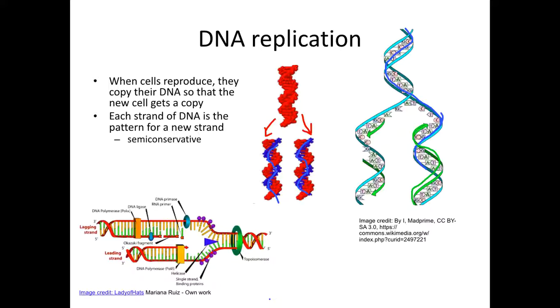And all of this happens in a very regulated fashion. All these enzymes, the topoisomerase, the helicase, the DNA polymerase that are pictured in the lower left, these are only going to be around and active when it's time for the DNA to replicate, when it's time to make a new cell. The rest of the time, they're either gone or they're turned off, because you don't want to do this unless it's time to do it.